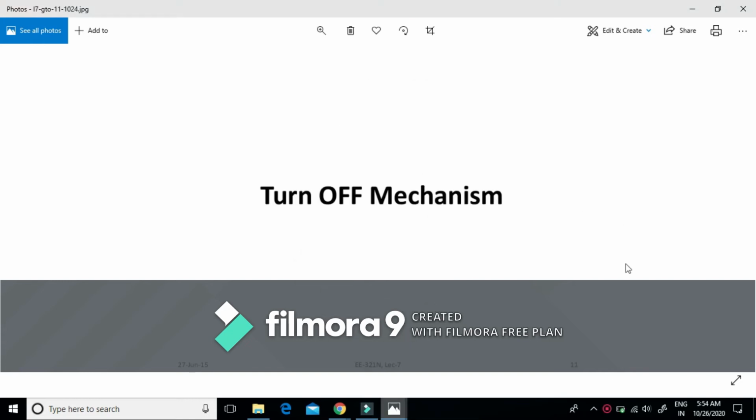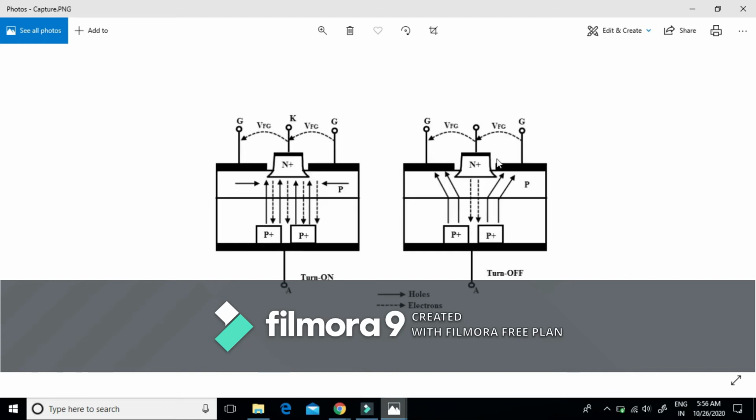Now, the turn off mechanism of GTO. During the turn off process, a negative gate cathode voltage is applied across the gate cathode junction, or we can say a negative gate current is applied, or the gate is made negative with respect to the cathode.